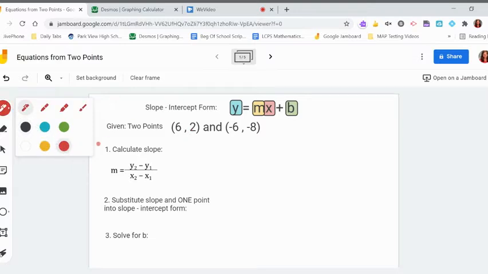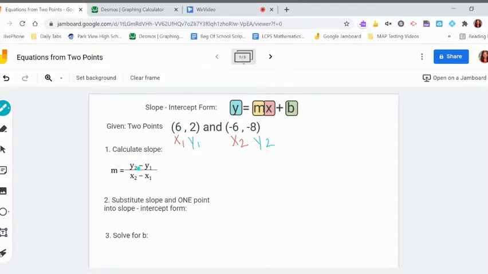So I'm going to go ahead and use my slope formula that's right here, and I'm going to label x1. Let me make that a little thicker. I'm going to do x1 and then y1 and then x2 and y2. Okay, once you label your points, you're going to follow this pattern.